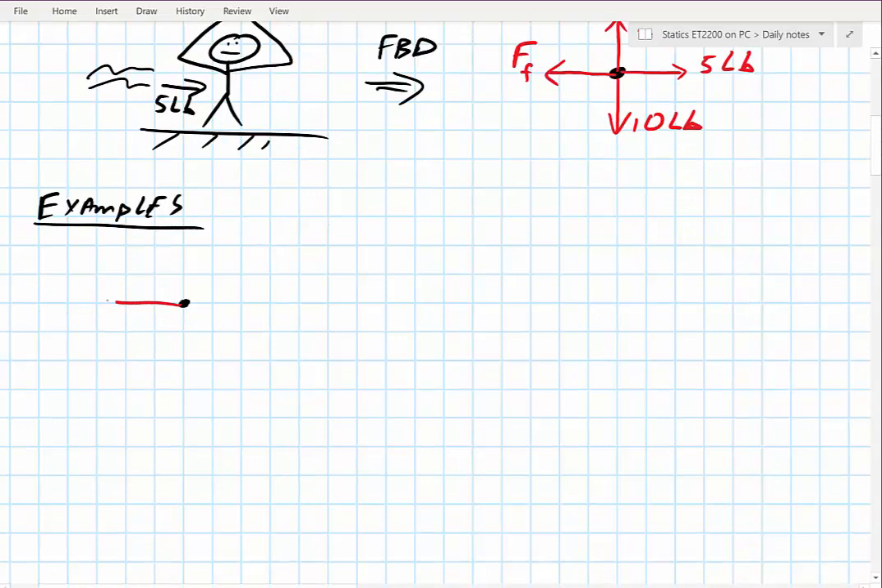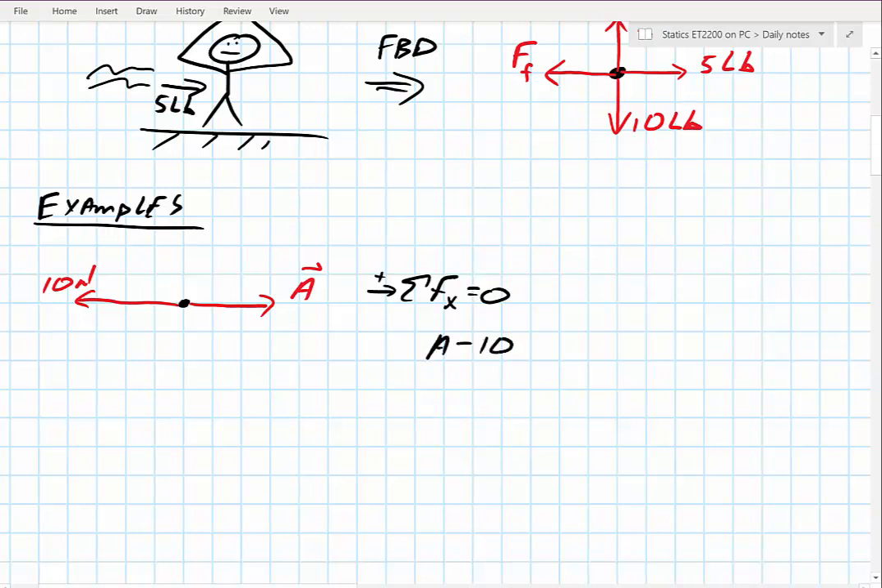If I have a 10 Newton force pushing one way and some kind of vector pointing the other way, and we were to look at our equation, sum of the forces in the x direction equals 0. We have to designate which way is positive, and we're going to use the normal positive to the right notation. So I have a positive A minus this 10 is equal to 0, or A is equal to 10 newtons.